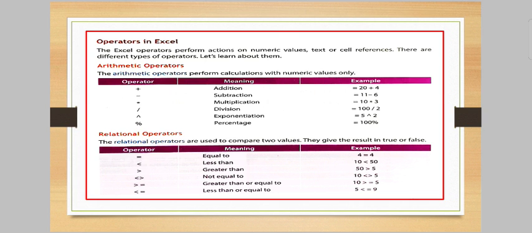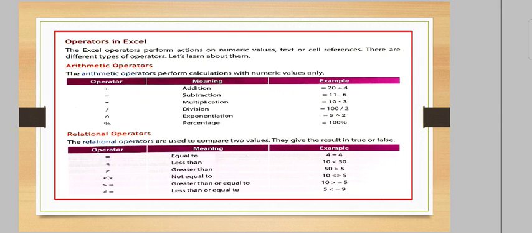Here you can see the operators are: equal to, less than, greater than, not equal to, greater than or equal to, less than or equal to. So these are the relation operators which are used to compare two values.